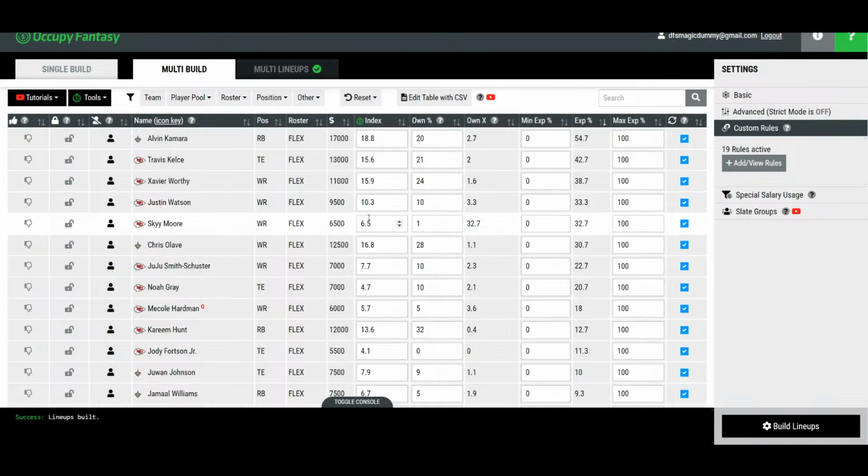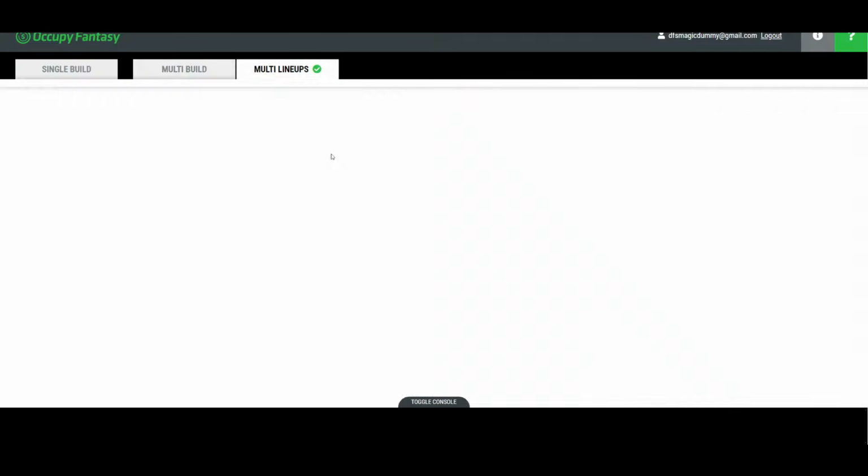He's 9,500. It's going to take a lot for him to get there. Personally, I'm not okay with 30% Watson. Max exposure 20. Now, at the most, we'll get is 20%. Cool. Let's go back here.